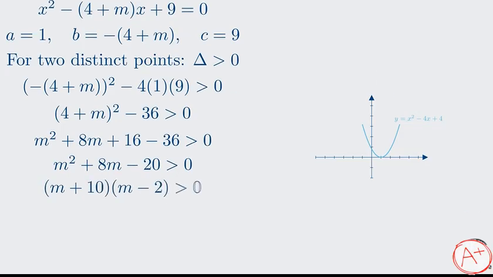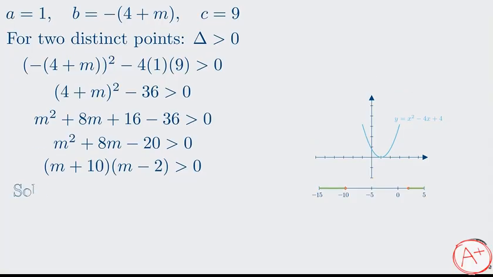To solve this quadratic inequality, we first factorize the expression to find the boundary values. The critical values are -10 and +2. Since we want the expression to be greater than 0, we look for the regions where the parabola is above the horizontal axis. This occurs in the tails of the graph. The solution is m is less than -10 or m is greater than 2. This range of values ensures the line is steep enough or positioned such that it always cuts the curve twice.